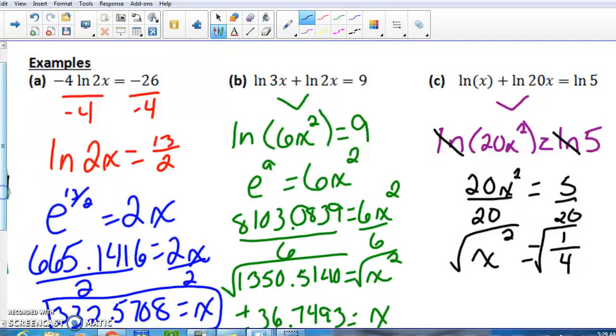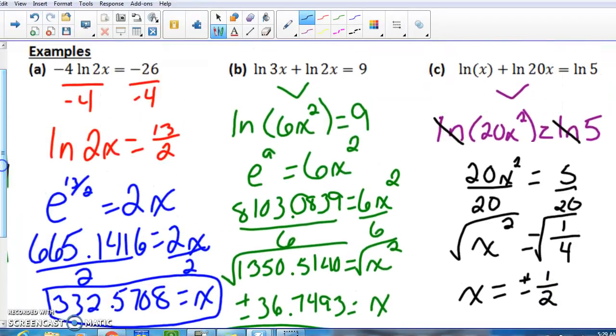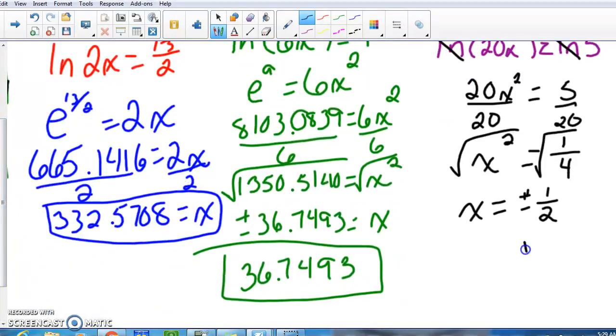Now again, taking the square root of something generates a positive and a negative, so technically I get plus or minus 1/2. But I look at this, and when I plug that in, that negative will not work. So really this answer is just positive 1/2, or 0.5.